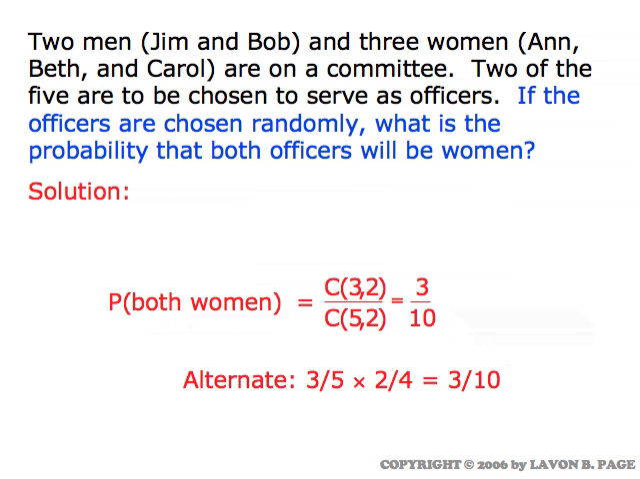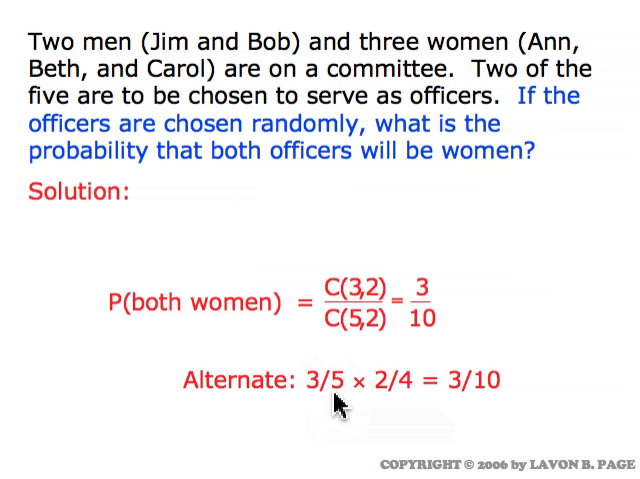But let's show that there's an easy alternate solution. Think about picking the members of the committee one at a time. When you're picking the first committee member, you're choosing from 5 people, 3 of whom are women, so that's 3 chances out of 5 that the first person chosen is a woman.